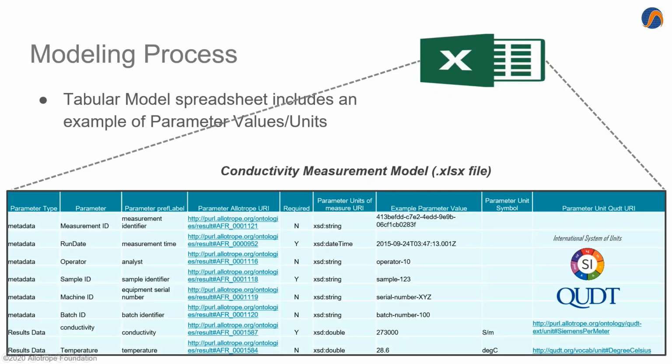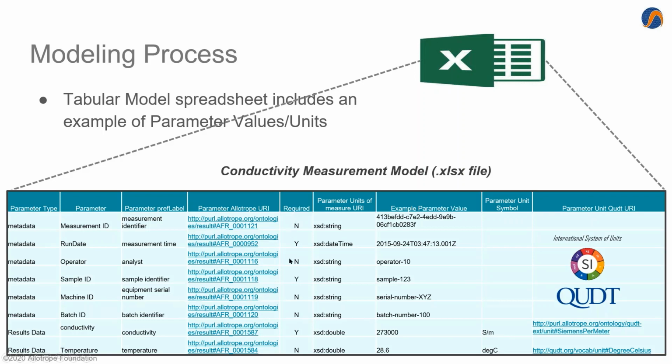This is the spreadsheet of the conductivity measurement model. It's an Excel file, and we see the different columns. The first column is the parameter type, whether it's metadata or result data. Then we have the parameters such as measurement ID, run date, operator, machine ID, and the pref label, the preferred label. In our example, we are using the equipment serial number, the pref label for machine ID is equipment serial number. And we have our friend, the IRI, the 000119, that is the identifier for the equipment serial number.